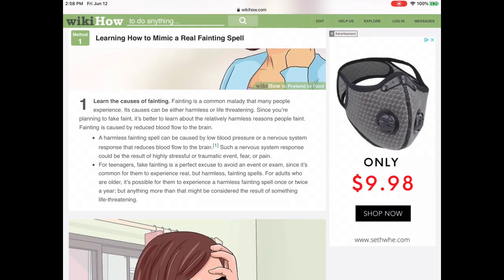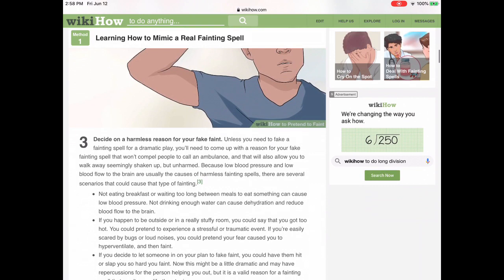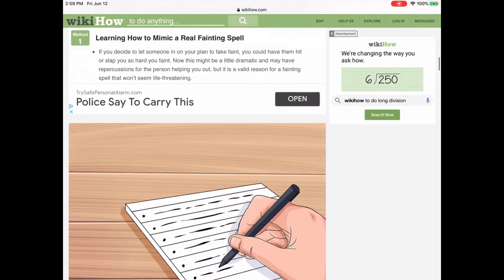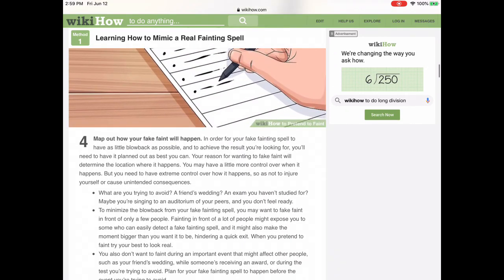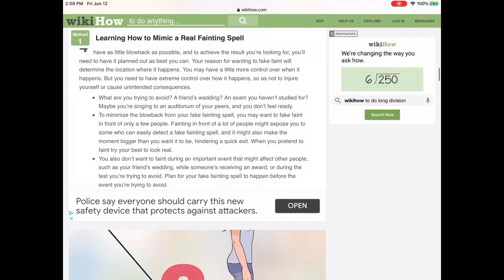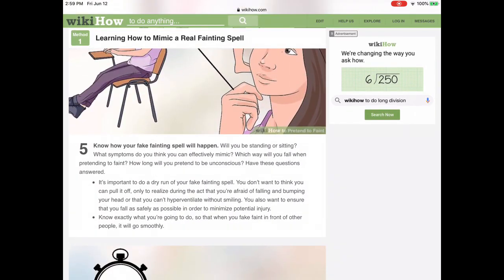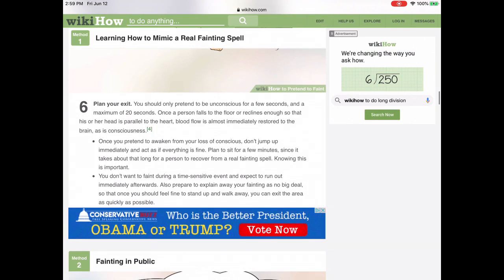Learn the causes of fainting. That's a go. Learn the symptoms of fainting. Also a go. Decide on a harmless reason for your fake faint. Kind of a go? Maybe? I don't know what's happening right now. Map out how your fake faint will begin. Or happen. I don't know why I said begin. It's happen, obviously. This is the one with the mean one? Know how your fake fainting spell will happen. Plan your exit.